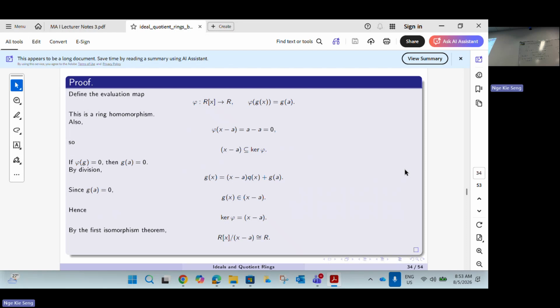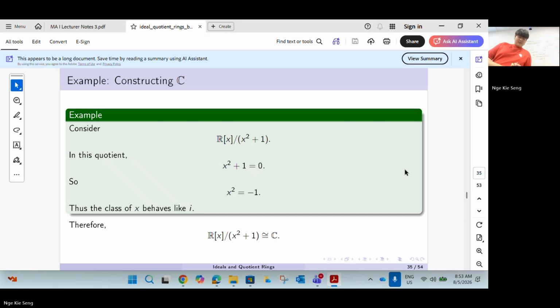We want to apply the first isomorphism theorem. So same as now, I don't go through this. And this example is for the quotient by x squared plus 1.